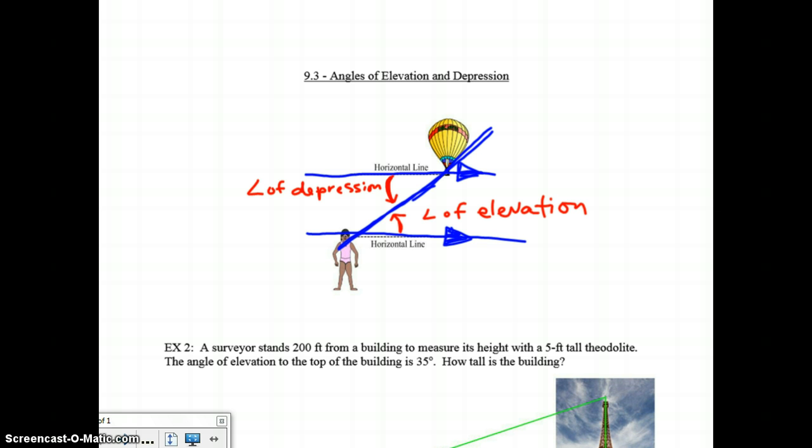And because we have two parallel lines cut by a transversal, these create alternate interior angles, and we know that alternate interior angles are congruent. So the measure of the angle of depression would equal the measure of the angle of elevation.